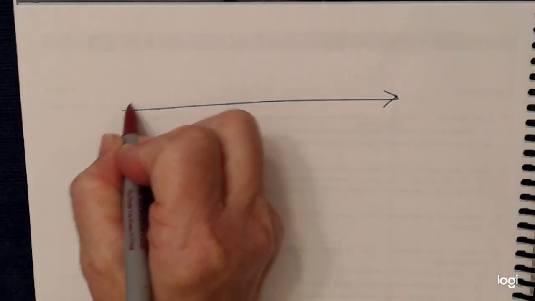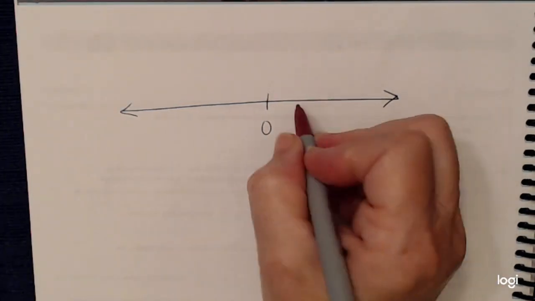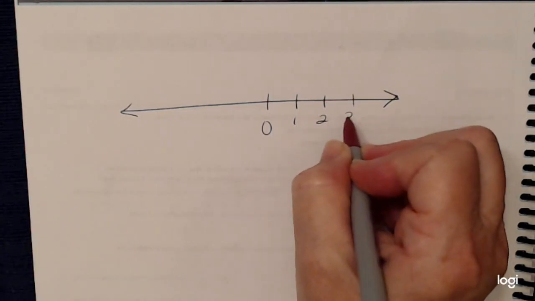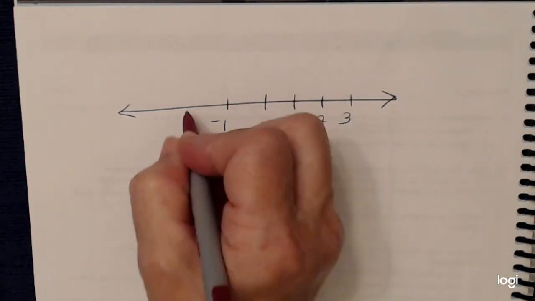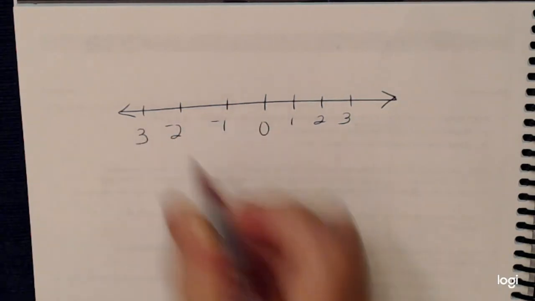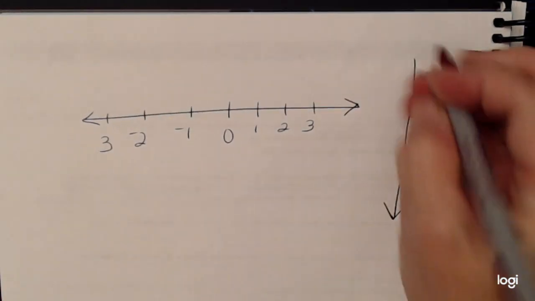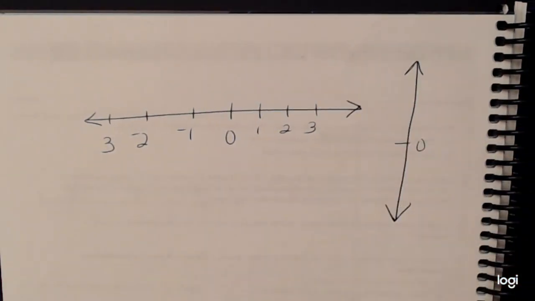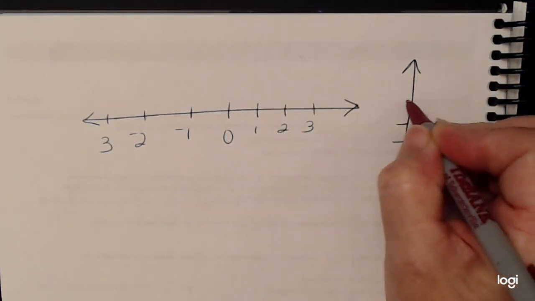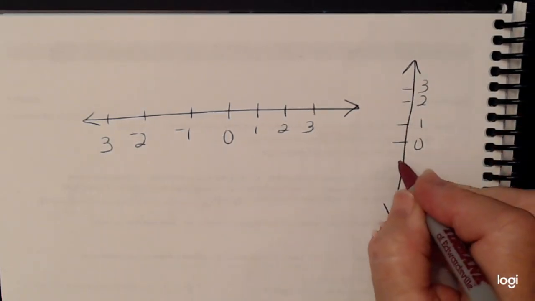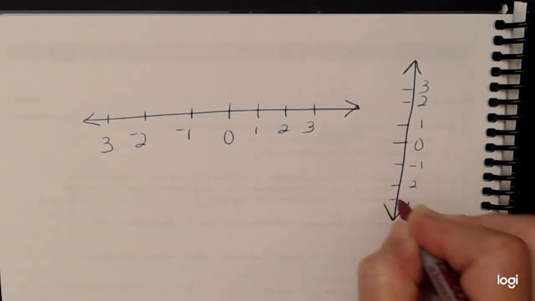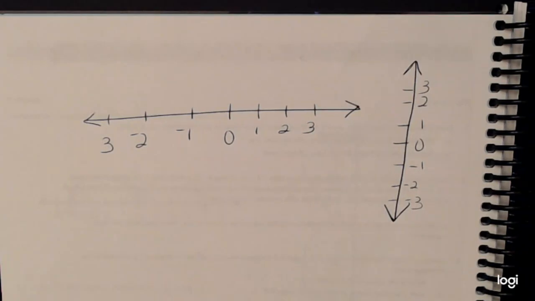Let's do a quick review of what we talked about yesterday. We talked here about number lines that go horizontally. We talked about the fact that positive numbers go on the right side and negative numbers go on the left side. We talked about if we take that number line and we make it vertical. Once again, we have 0. Positive numbers go up on the number line, and negative numbers always go down on the number line.